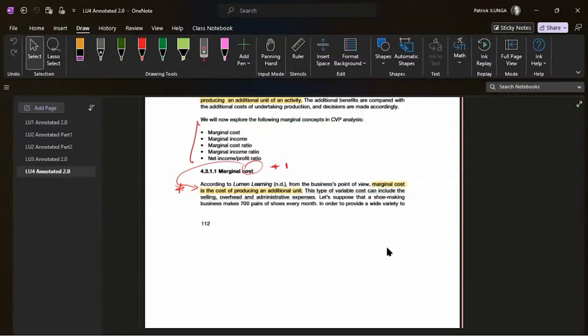So it is a variable cost. It can include selling, overhead, administrative expenses. That's the reason why we are touching especially on manufacturing, because remember, in manufacturing many little costs are involved. You cannot not look at those costs, whether it's shoemaking, whether it's whatever business you are doing out there.